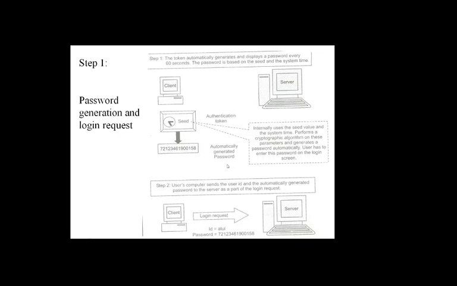So for generating the password, the time-based tokens use two parameters. First is the seed value and second is the current system time. It performs some kind of cryptographic function on these two parameters to produce the password automatically. Whenever a user wishes to log on, he looks at the LCD display, reads the password from there, and uses his ID as well as the password given by the token and sends it to the server.